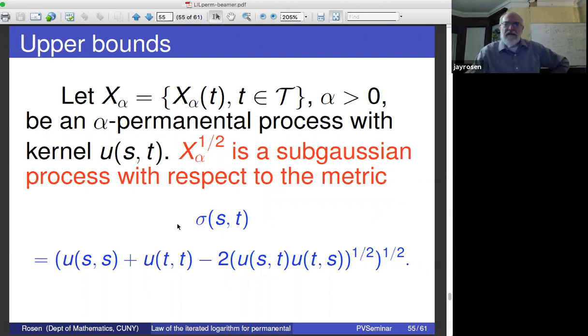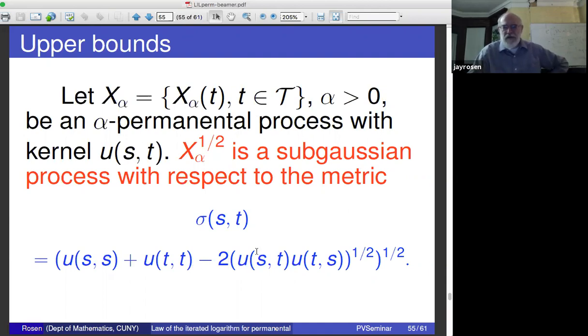that says that for any alpha permanental process with such a kernel, you take its square root, the X is always positive, it's a subgaussian process. I'll explain in a minute what that means. With respect to the metric, if you look at this metric, if U was symmetric, this would be minus 2 U sub S T. This would be the incremental variance for the original Gaussian process.